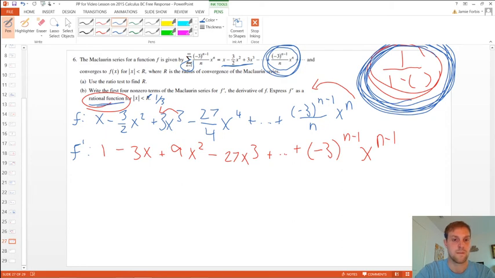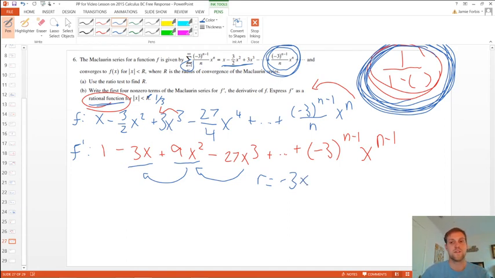We learned that. So let's just make sure. Negative 3x divided by 1 is negative 3x. 9x squared divided by negative 3x is negative 3x. Negative 27x cubed divided by 9x squared is negative 3x. If you recognize this, there is a common ratio. The common ratio is negative 3x, so this is geometric.